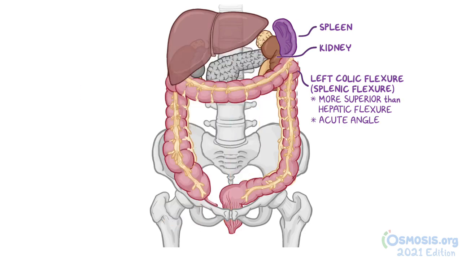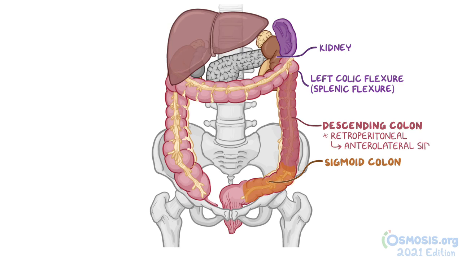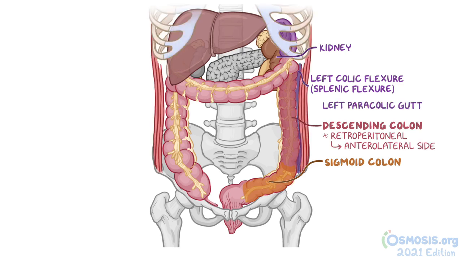The fourth part of the colon is the descending colon that stretches from the left colic flexure, lateral to the left kidney, down to the left iliac fossa, where it connects to the sigmoid colon. Just like the ascending colon, the descending colon is retroperitoneal and covered by peritoneum on its anterolateral side. Also similar to the right side of the body, there's a left paracolic gutter between the descending colon and the left abdominal wall.